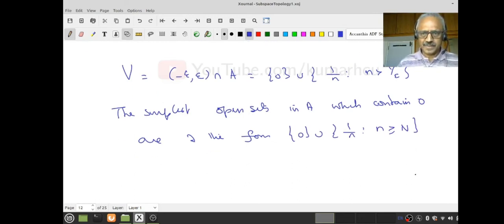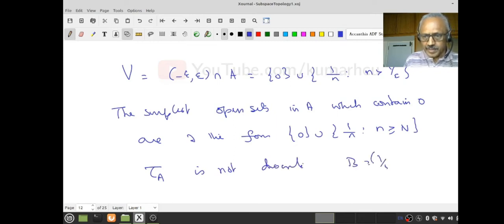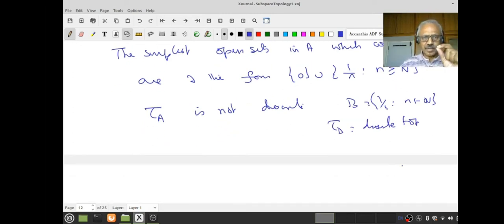Do you understand? Therefore the topology tau A is not the discrete topology. But B equal to {1/n : n in N}, tau B is the discrete topology. Learn this example well. In the third lecture I will come back to this. Okay, pause, review, proceed.